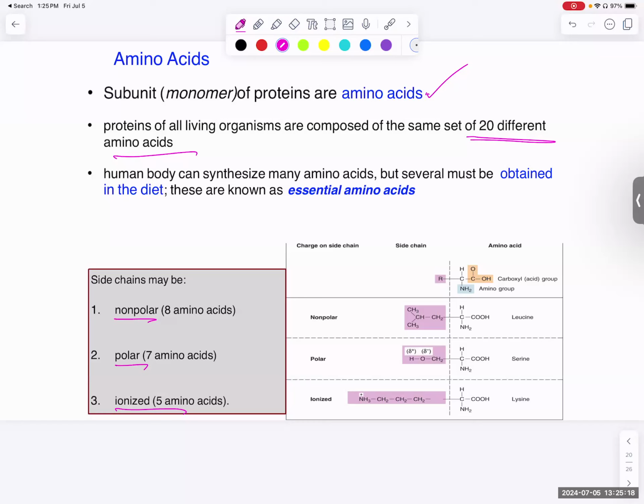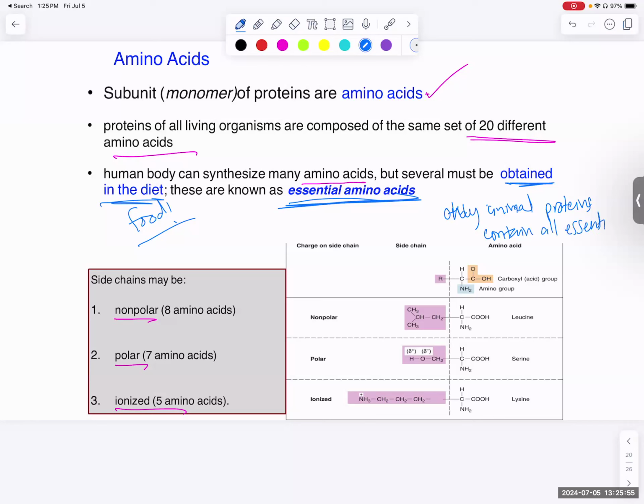Last thing is humans can synthesize some amino acids, but others called essential amino acids can only be obtained through diet or food, right? And so this is where vegetarians need to combine two types of plant proteins because no plant protein has all of the essential amino acids. Only animal proteins contain all essential amino acids.